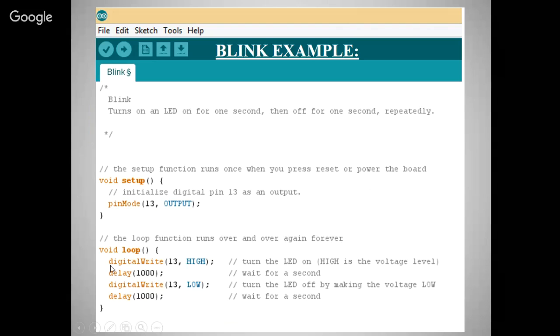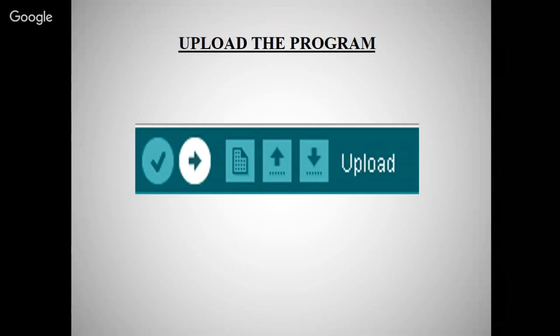In the loop, digital write 13 high. At first you write it high, then delay for 1 second, then write low and delay for 1 second. It means it is a blink, high and low with a 1 second delay in between.